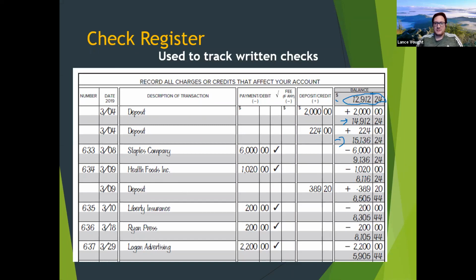Got another deposit, $85.05. Paid $200, $83.05. Paid $200, $81.05. Paid to their advertising company. They're down to $5,905.